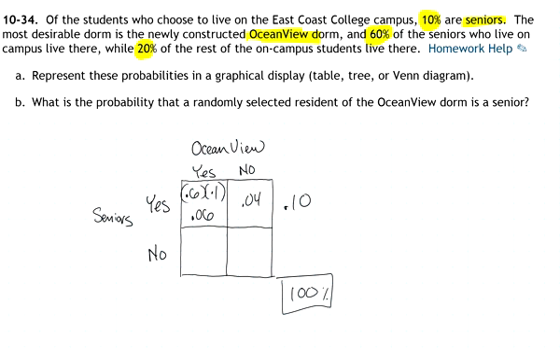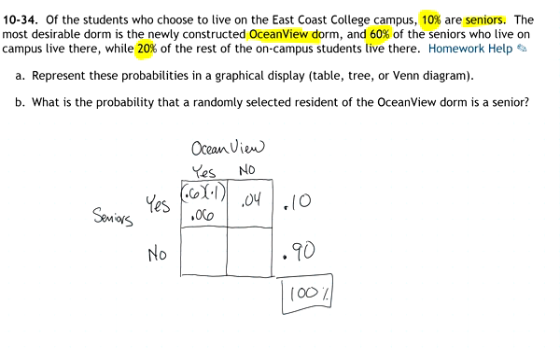So if you look at it, 10% of the people on campus are seniors. Now that means that 90% of the people are not seniors. So again, of the people on campus, 10% are seniors and 90% are not. This is still confusing. I might record this again because I'm still trying to get a grasp on this. Let's see what else I know here.